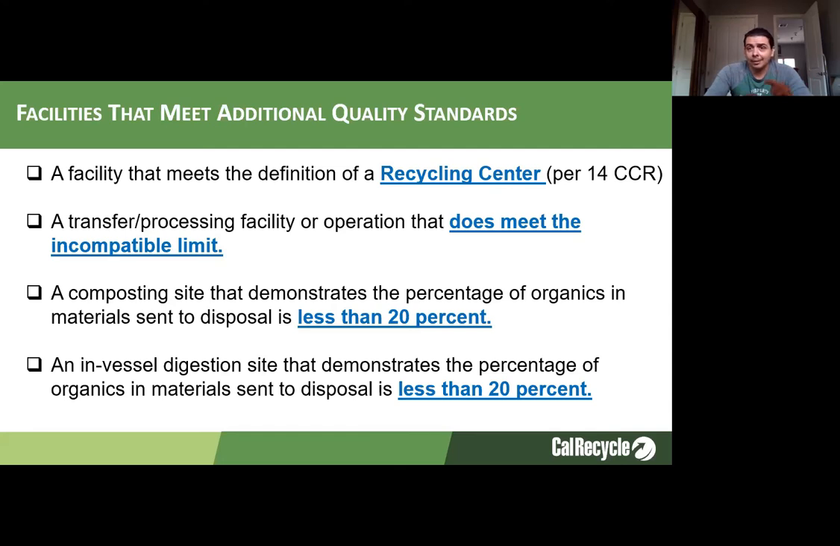And then Martin will go into a lot more detail on this later. But additional quality standards can also be either a compost facility or an in-vessel digestion facility that demonstrates that the percentage of organic material in their material sent for disposal is less than 20%. So as I said, Martin's going to go into a lot more detail, but as long as those composters or in-vessel facilities have a very small percentage of organic waste in the material they're sending for disposal, they will also qualify as a facility that meets additional quality standards. So that truck that doesn't meet the incompatible limit can send it to any of these types of recovery activities based on that requirement.